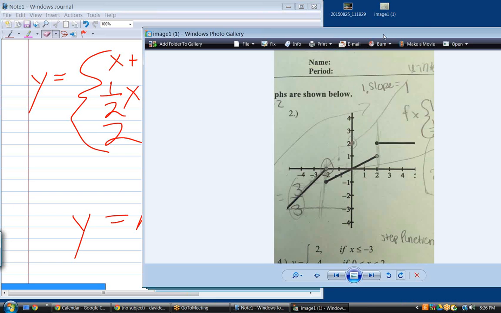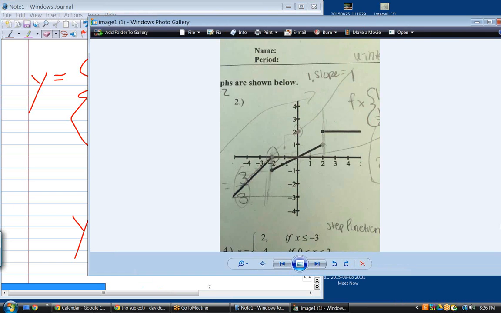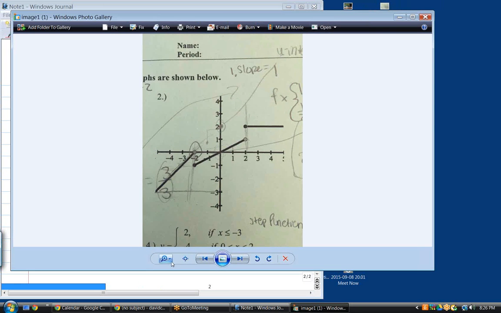Are there more on this page, or is this the only one on this page? It looks like that's it. That's kind of it. I want to focus on arithmetic sequences now. Okay.